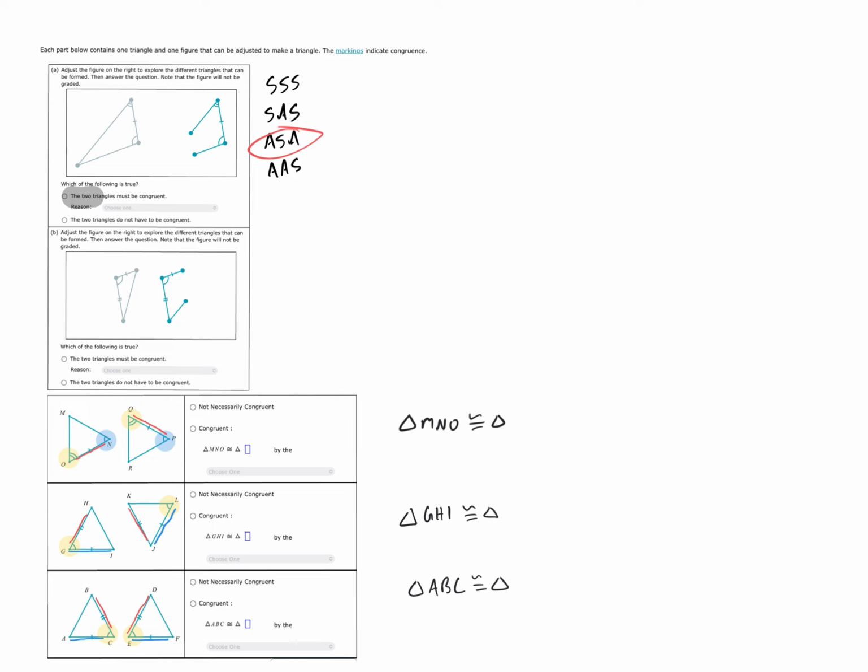For this one down here, this side is fixed, so we could move this one longer or shorter, and we could also change that one's angle. So if we connected this one, it looks like these two are going to have to be congruent. And since I have a side, an angle, and a side, I would pick side, angle, side.